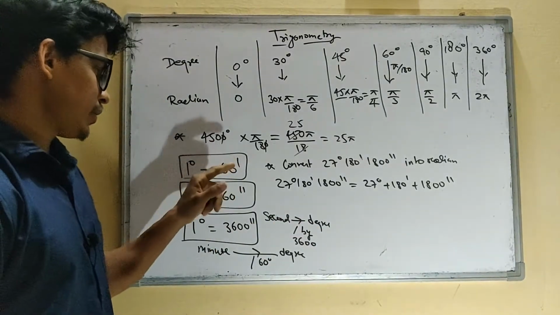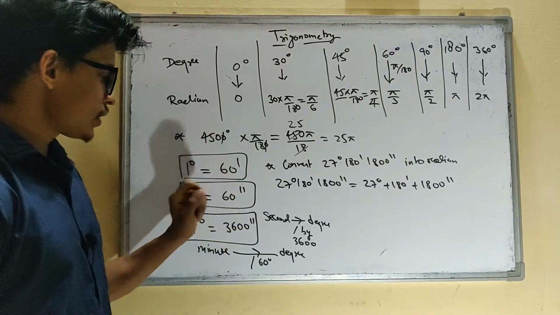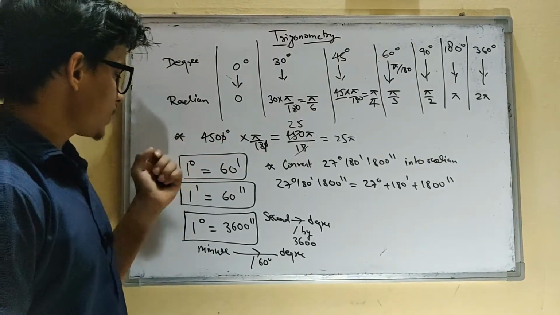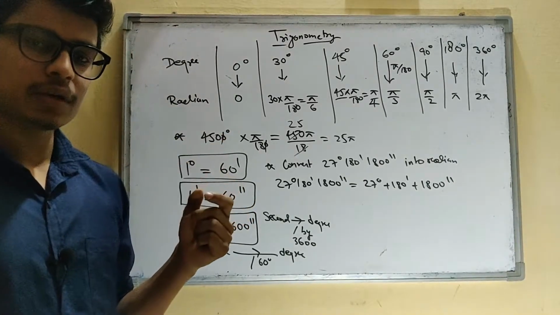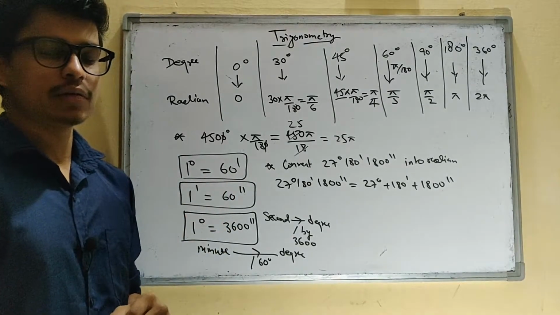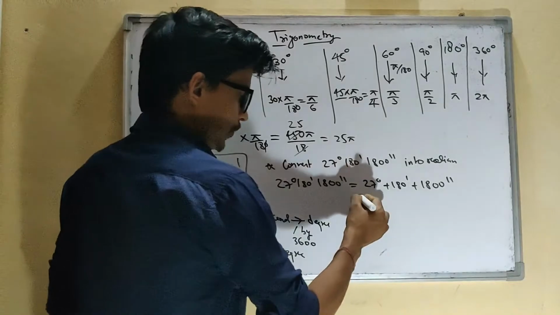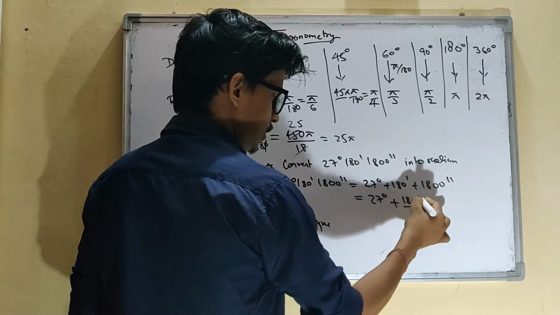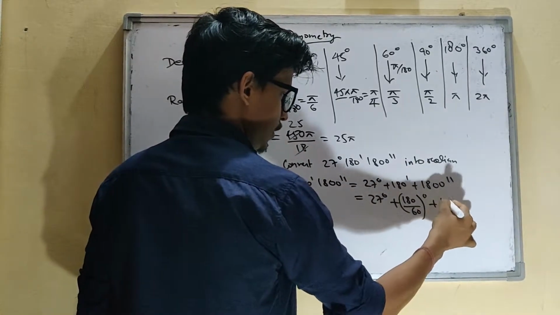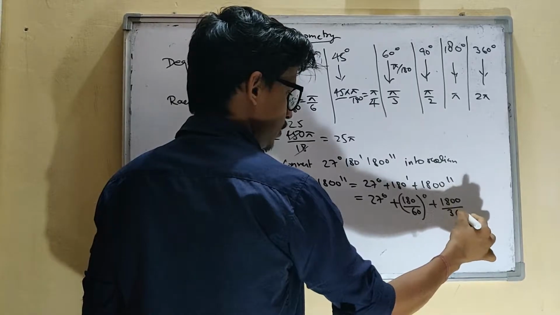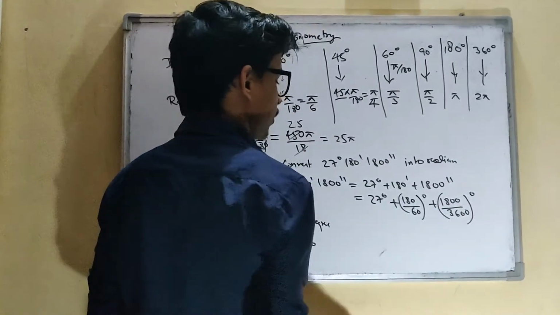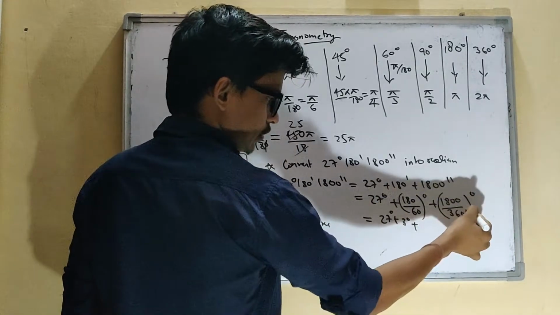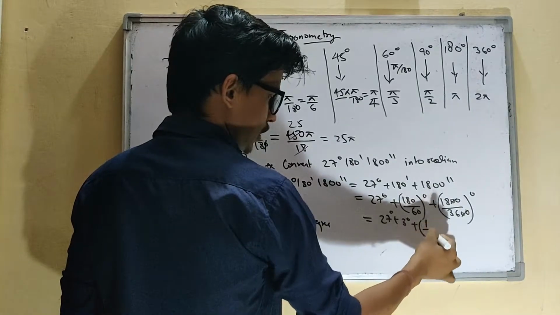So 1 degree is equals to 60 minutes. Now 1 minute is equals to 60 seconds, or you can say 1 second is equals to 1 upon 60 minute. So if there is x degree, x minute, then just divide it by 60 and you will get what it is in degree. So this is 27 degree. It will be as it is, 180 divided by 60. This will get converted to degree, plus 1800 divided by 3600. So this is going to be in degree. So now 27 plus 3 degree plus, they will cancel out, and this is 1 upon 2 degree.